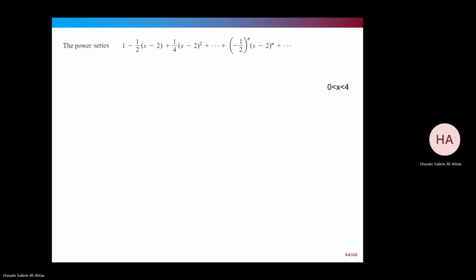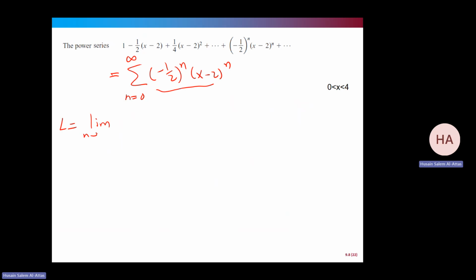Okay. This one. So this is really my series. This is the series of minus half to the power n, x minus 2 to the power n, where n is running from 0 to infinity. That's what I want to work out. So L, that will be my a_n. Limit as n goes to infinity of minus half to the power n plus 1, x minus 2 to the power n plus 1, over a_n.